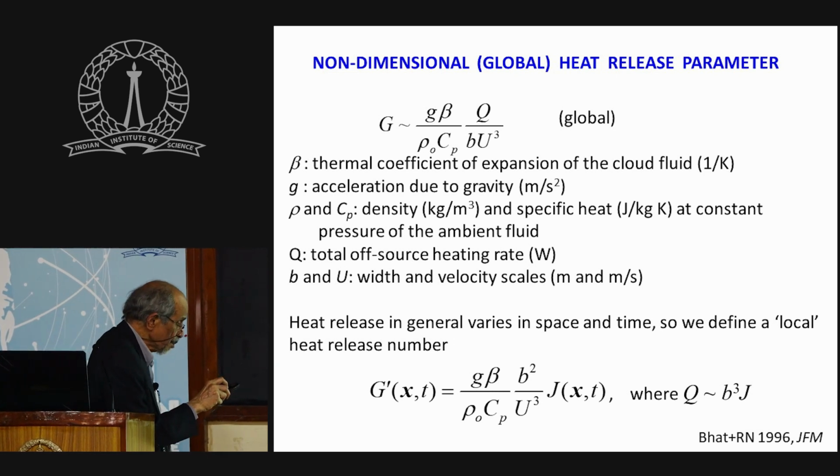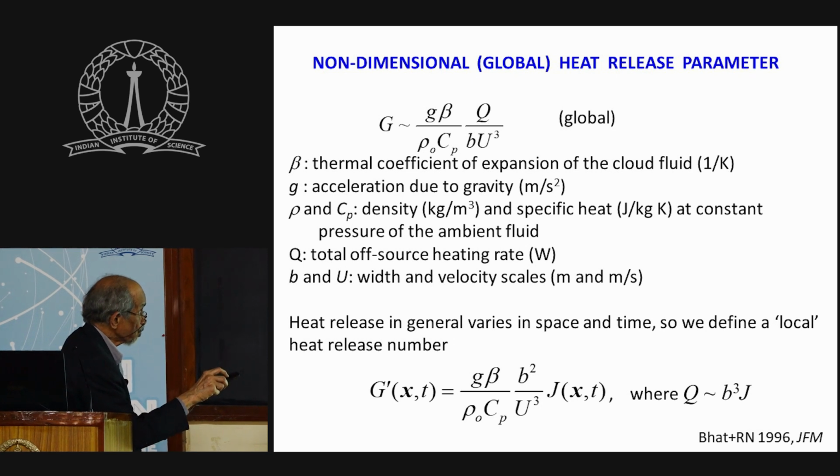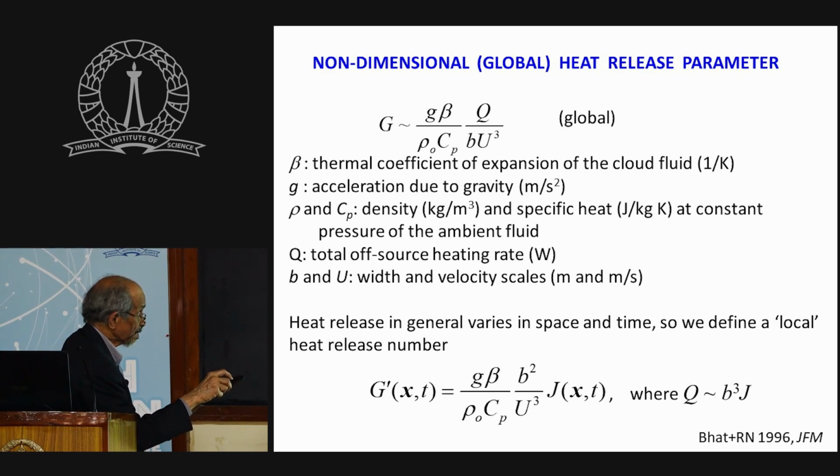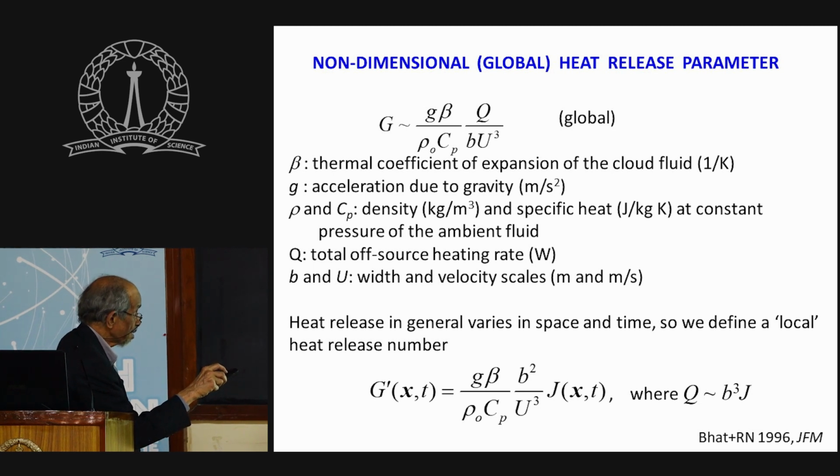See, Q is the total heat put into the flow. U is a characteristic velocity in the jet. B is a characteristic width. G is the acceleration due to gravity. Beta is a thermal coefficient of expansion. See, this is what is responsible for the buoyancy force, the one that I talked about earlier. And these, of course, are those which have to do with the temperature for non-dimensionalizing this Q. So this is what we call a heat release number.